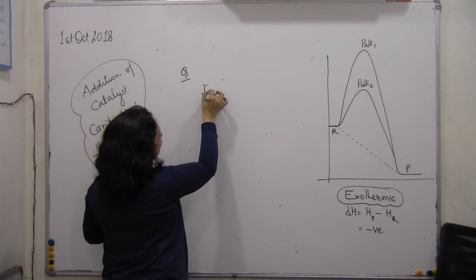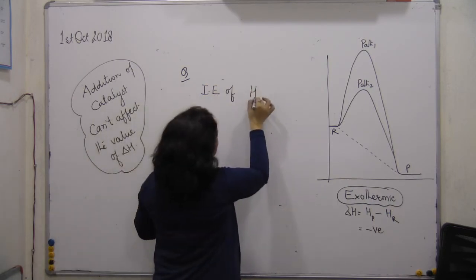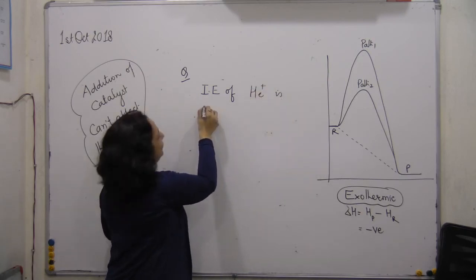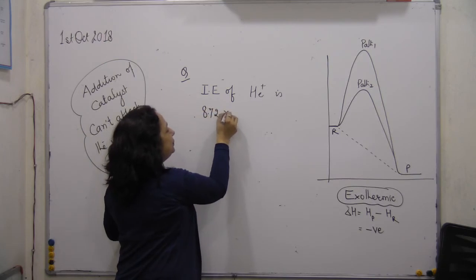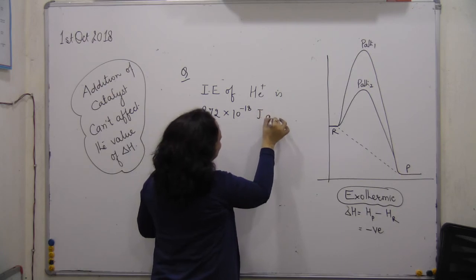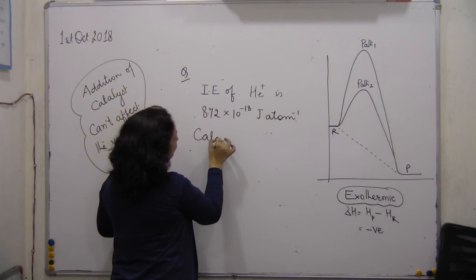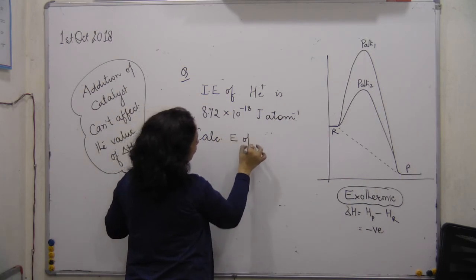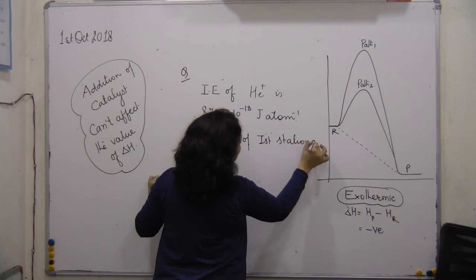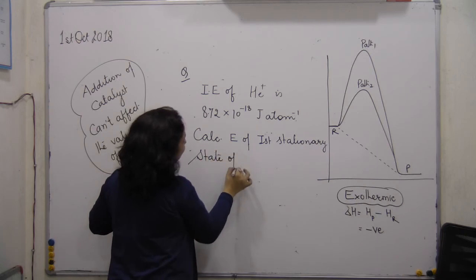Ionization energy of helium positive is 8.72 into 10 raised to power minus 18 joule per atom. Correct. Calculate the energy of first stationary state of lithium 2 positive. First stationary state of lithium 2 positive. Okay.